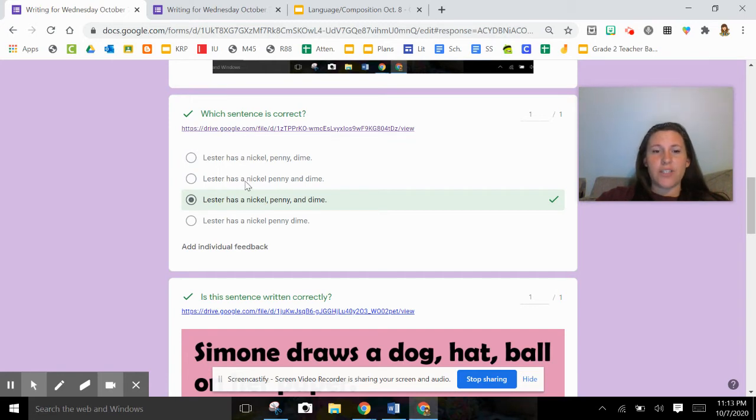No. So you're saying Lester has a nickel penny. Is there such thing as a nickel penny? No. There's such thing as a nickel. There's such thing as a penny. There's not a nickel penny. So that's definitely not right.